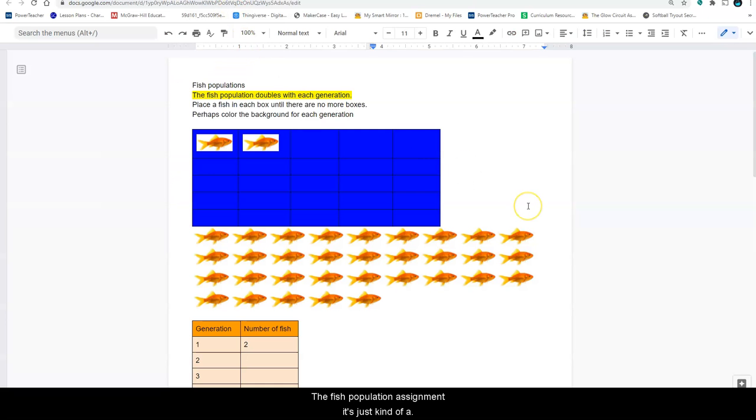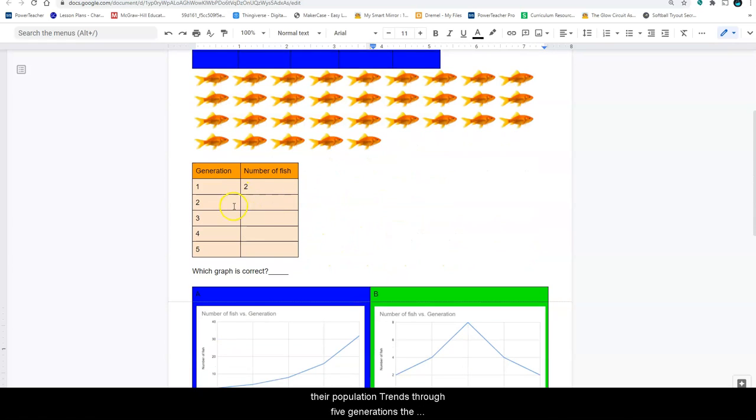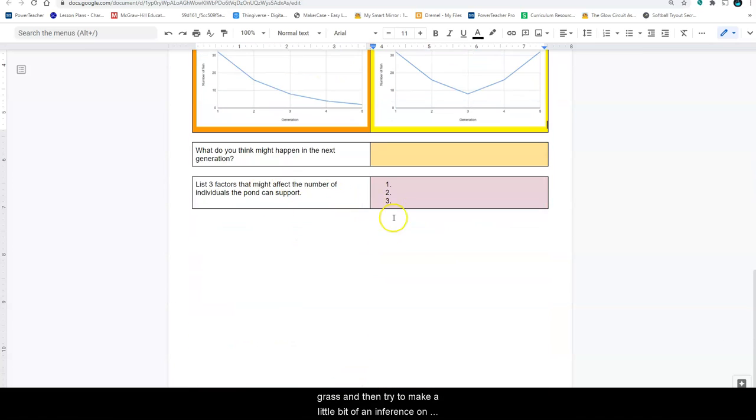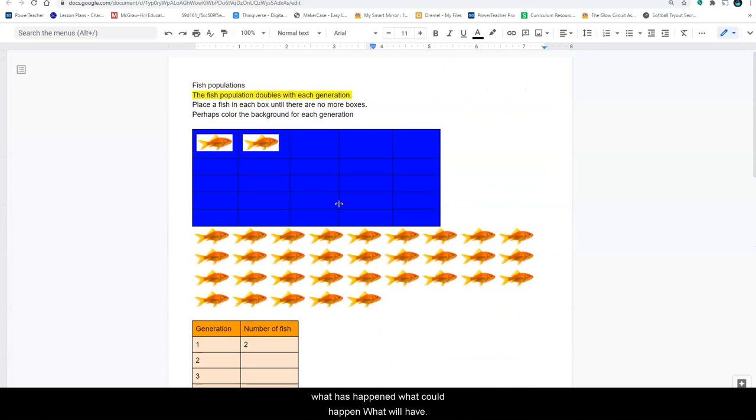The fish population assignment is just kind of a generic standalone document where we interact with a few fish living in a pond and follow their population trends through 5 generations, look at a graph, and then try to make a little bit of an inference on what has happened, what could happen, what will happen. So just going through this, pretty straightforward.